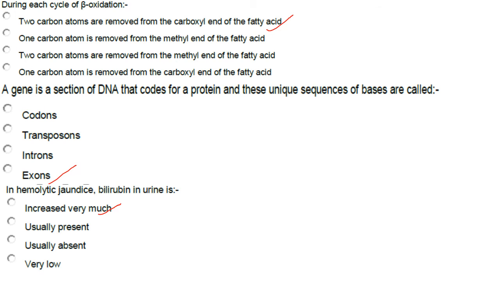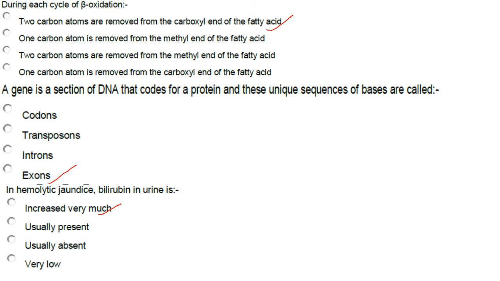Then during each cycle of beta oxidation, 2 carbon atoms are removed from the carboxyl end of the fatty acid. So answer is option A. A gene is a section of DNA that codes for protein, and these unique sequences of bases are called exons.